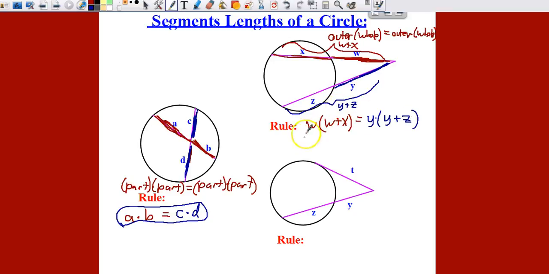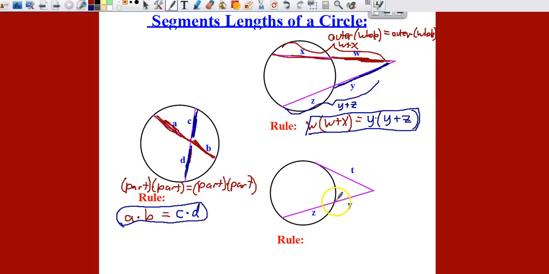As you might suspect here, we'll be doing some distributing to solve some of these. But that is the formula for that one. And I don't memorize it as W and X and Y and Z. I say outer times whole equals outer times whole.